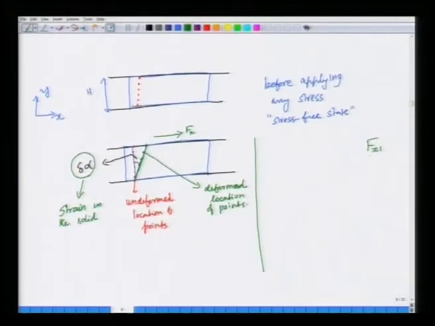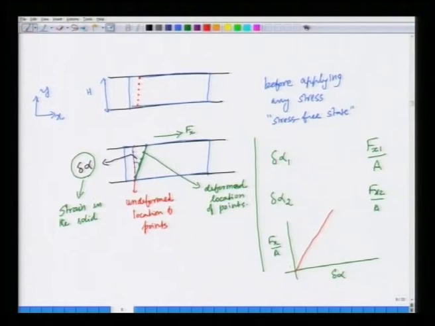So, suppose you apply a force Fx1 over an area, and you measure the deflection delta alpha. Say you find a deflection delta alpha 1 for Fx1, and for Fx2 you find some other deflection delta alpha 2. If you were to plot all this, you will find that Fx by A is proportional to delta alpha. You will get a straight line. When there is no force, there is no delta alpha, so it starts at 0, and it is linear, directly proportional.